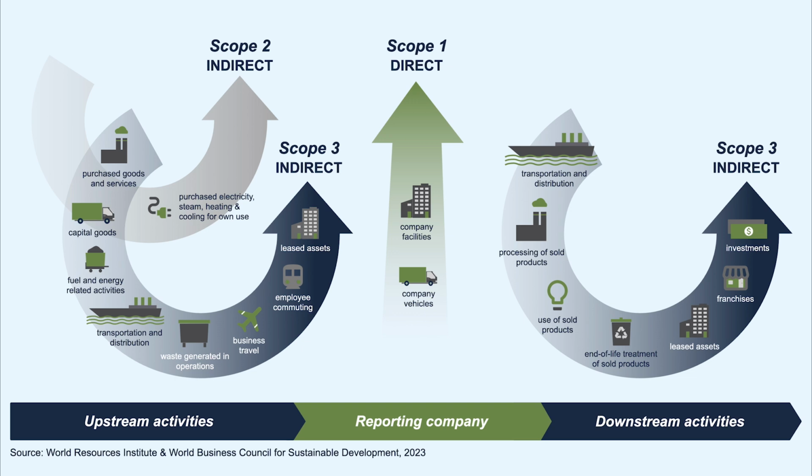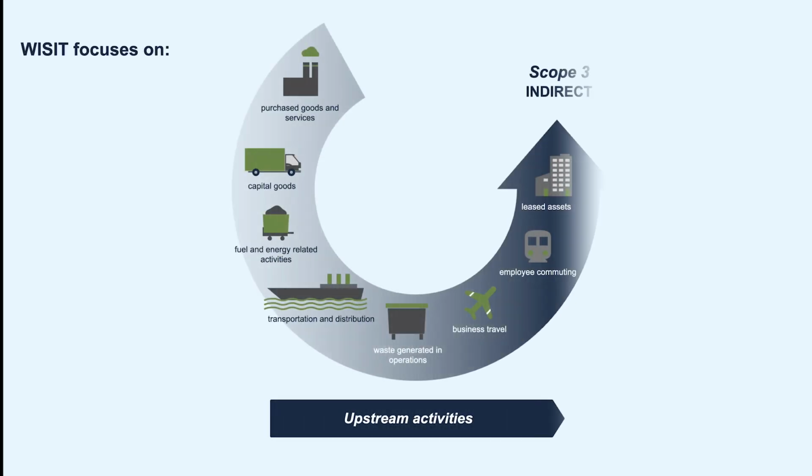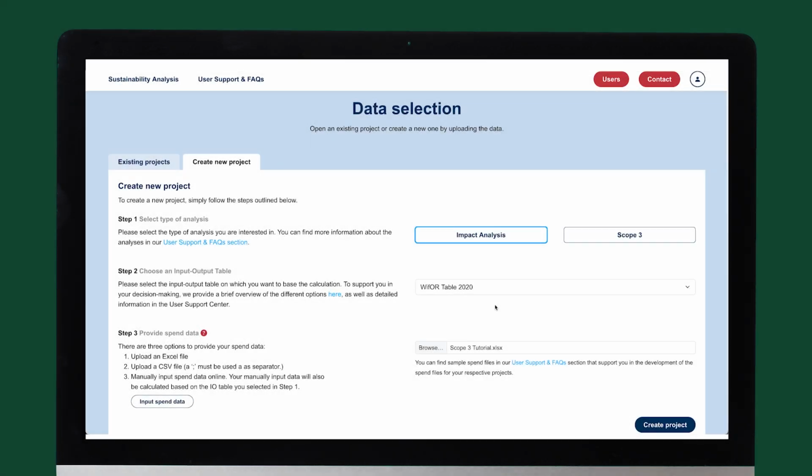Therefore, WISIT, WifOR Sustainability Impact Tool, focuses on upstream Scope 3 emissions and does not include the upstream category of employee travel, as the relevant information cannot be extracted from the spend data. WISIT allows organizations to measure and analyze their Scope 3 emissions. Let's take a look at how this works.